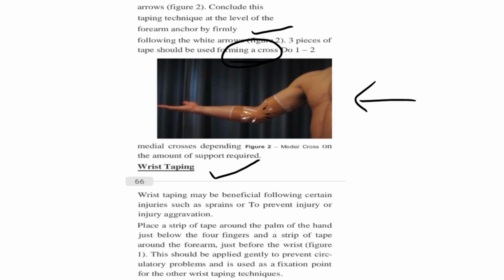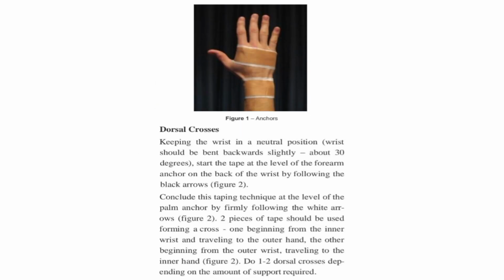Next is wrist taping. Wrist taping may be beneficial in sprains to prevent injury or injury aggravation. Place a strip of tape around the palm of the hand just below the four fingers and a strip of tape around the forearm just below the wrist. This should be applied gently to prevent circulatory problems. Always remember, it is used as a fixation point for the other wrist taping techniques.